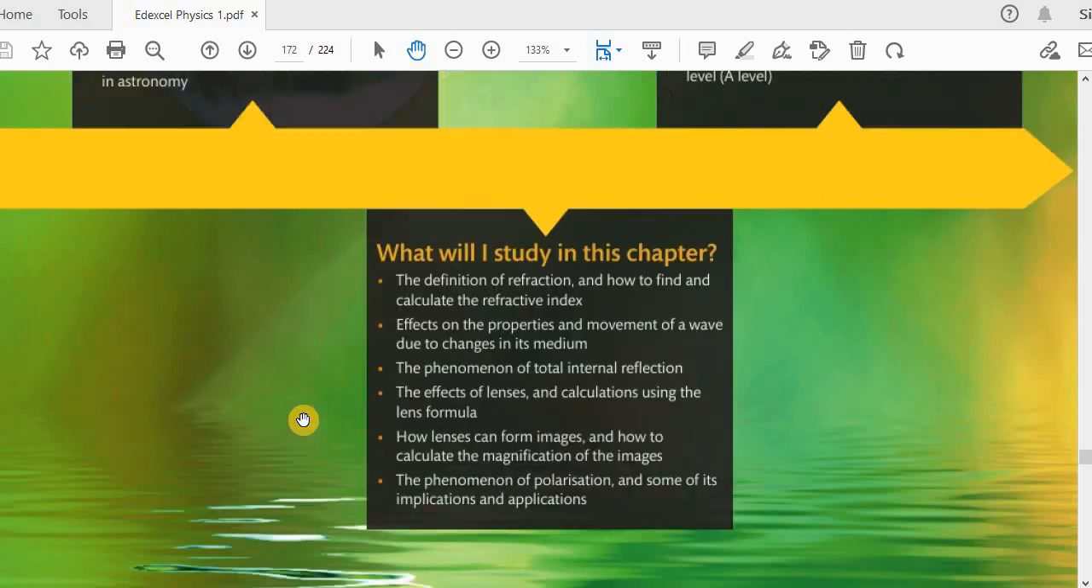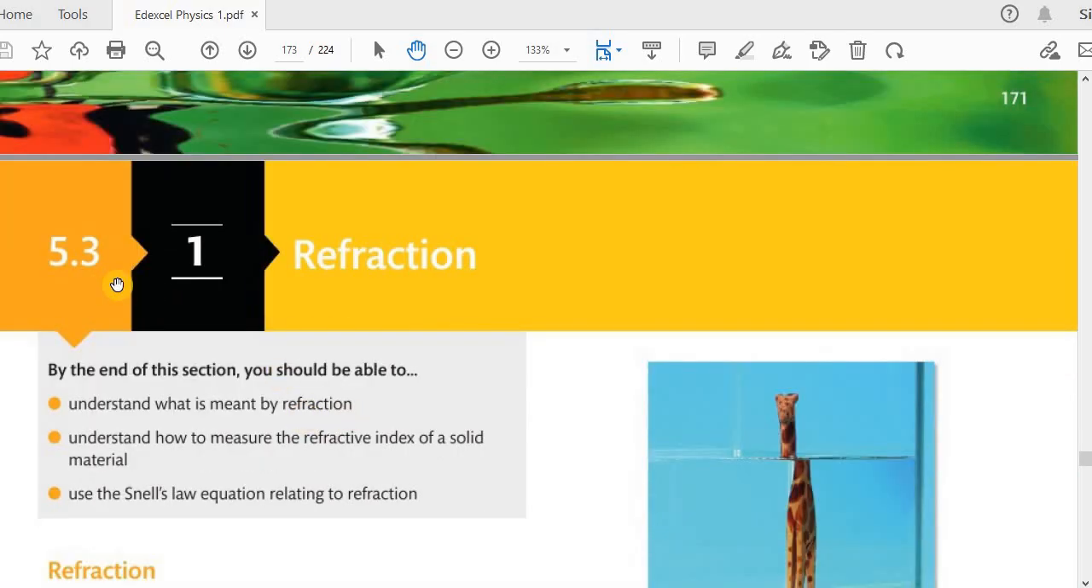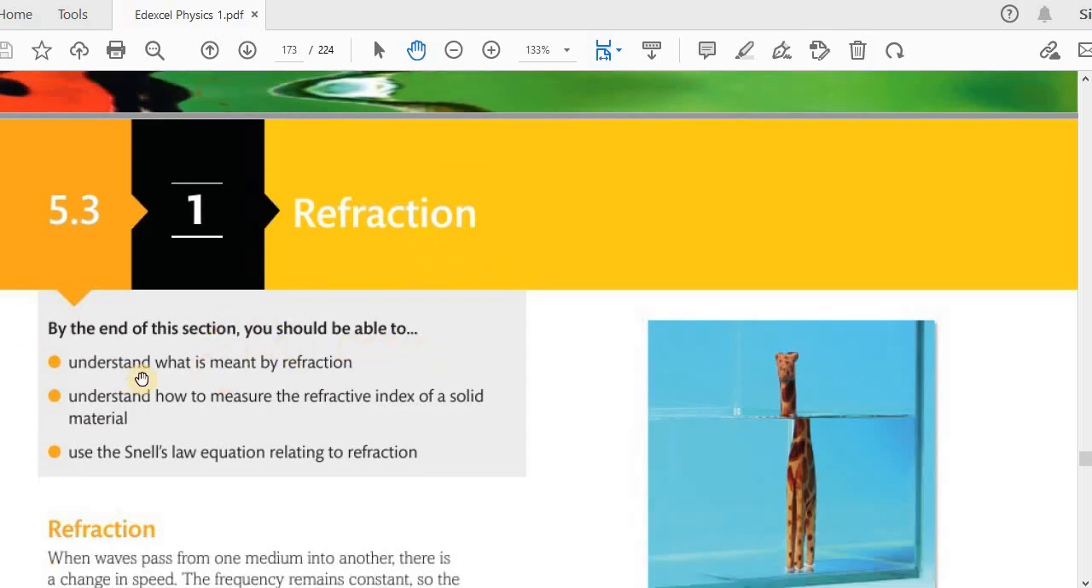Let's go through the first subchapter, 5.3.1 refraction. In the O-level class also you would have learned about reflection, refraction, diffraction, interference. So we will start with refraction here. By the end of this section you should be able to understand what is meant by refraction. What is refraction? Understand how to measure the refractive index of a solid material.